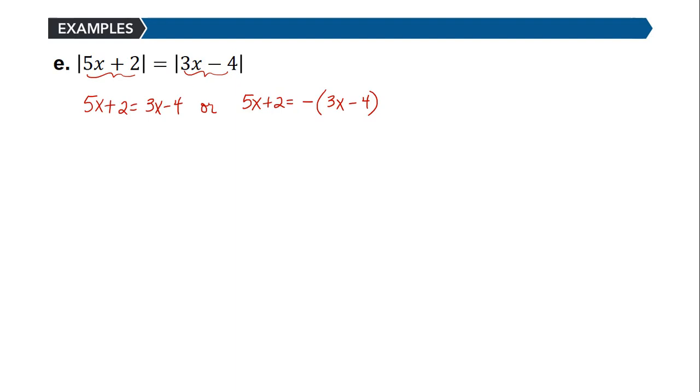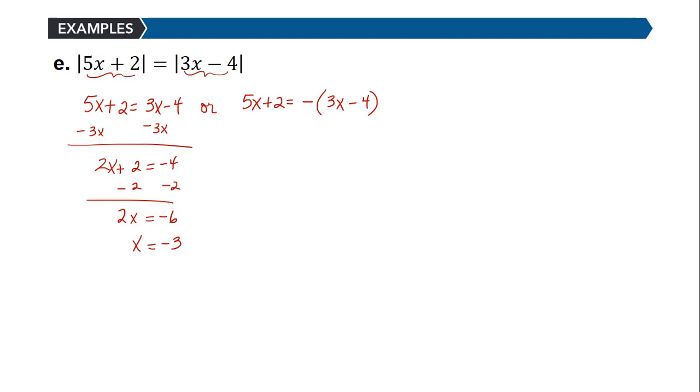So 5x plus 2 equals 3x minus 4, we can subtract 3x from each side to get 2x plus 2 equals negative 4. Subtract 2 to get 2x equals negative 6. And then divide by 2 to get negative 3.